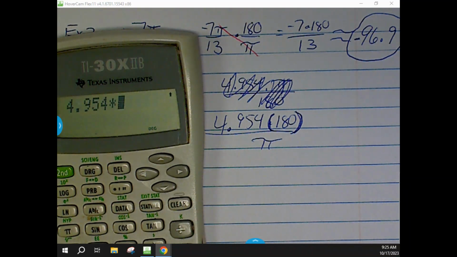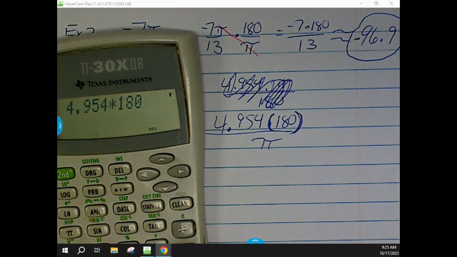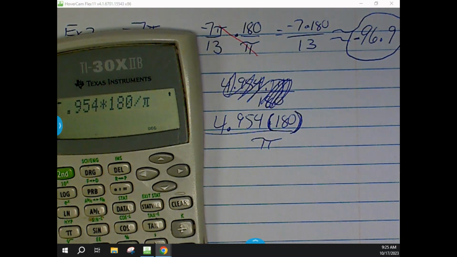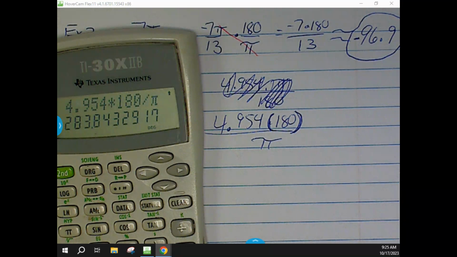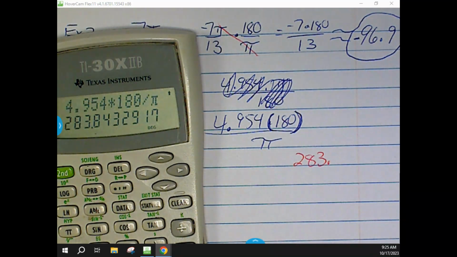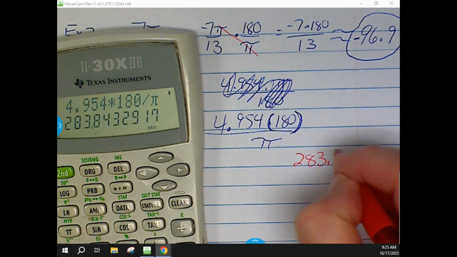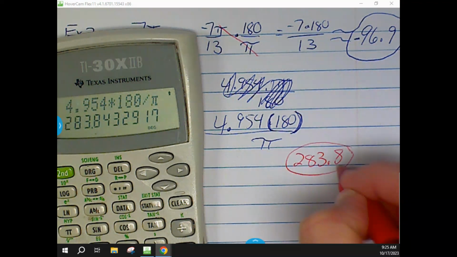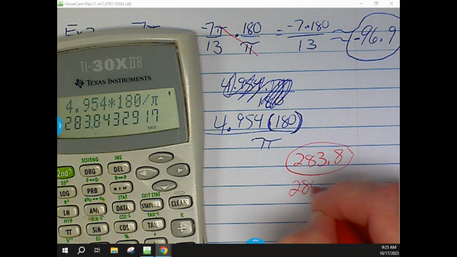We're going to multiply by 180, and the good thing is that a lot of these calculators have a pi button built in. So after you multiply by 180, you can divide it by pi and use your pi button. If we do that, we get 283.8 if they say round off to 1 decimal place. If it was the nearest whole number, it would be 284.